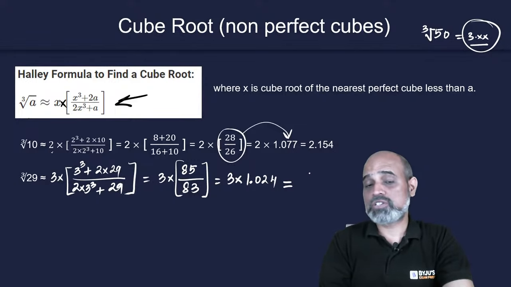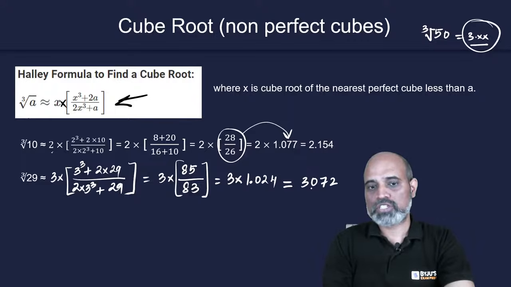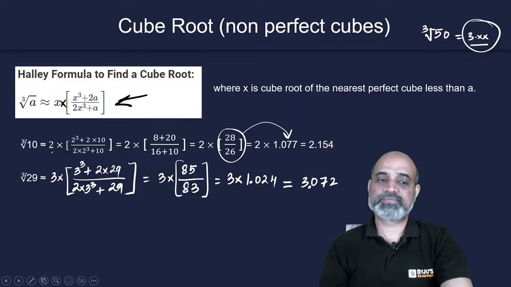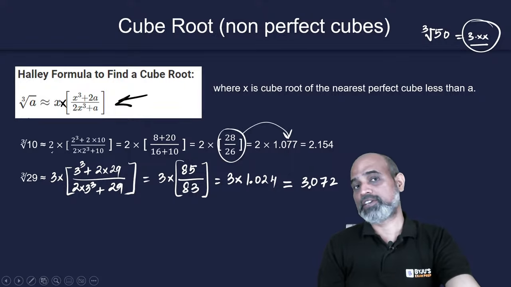So 3 into 1024 will result in 3072. So this is going to be 3.072. This is the closest we can reach up to cube root of 29.